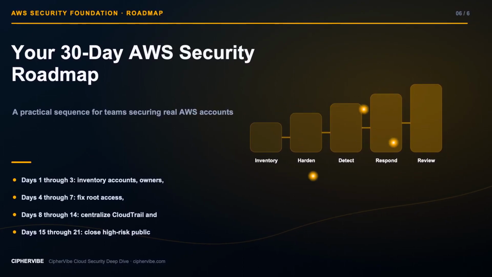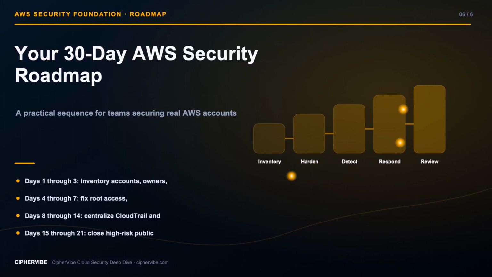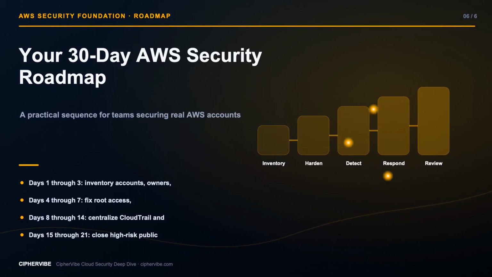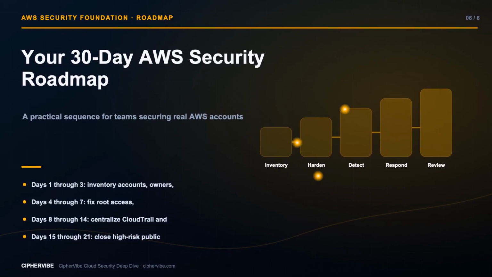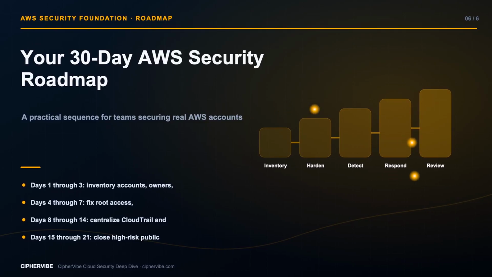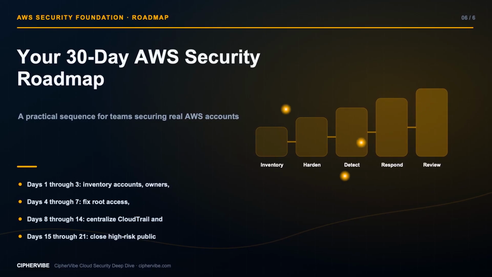Measure progress with percentage of accounts covered by CloudTrail organization trails, percentage of accounts and regions covered by AWS Config, number of active long-lived IAM access keys, critical public exposure count, GuardDuty and Security Hub high severity, mean time to triage, backup restore success rate. Each metric needs a named owner, a reliable data source, a review schedule, and a known limitation.